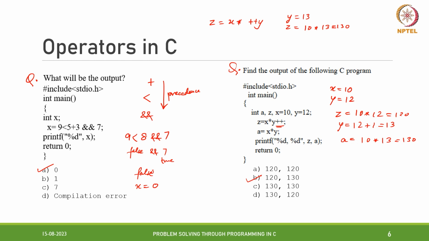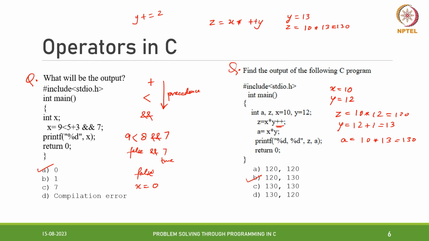Is there any plus plus two? Like y plus plus plus two? No, plus plus means one, it doesn't mean two. It has to be y plus equal to 2, which is also an assignment operation. I'll talk about it in some time. But the postfix and the prefix operation can increment or decrement the value only by 1.